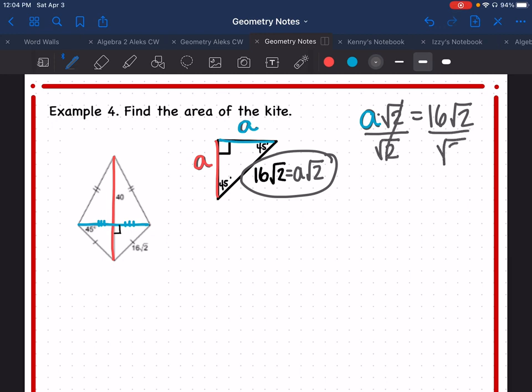If I divide by the square root of 2, I notice on this side I have it on the top and bottom again, so it will cancel, and that A is equal to 16. So what that means is the blue A and the orange A are both equal to 16. So this is 16, this is 16, this is 16, this is 16, this is 16.